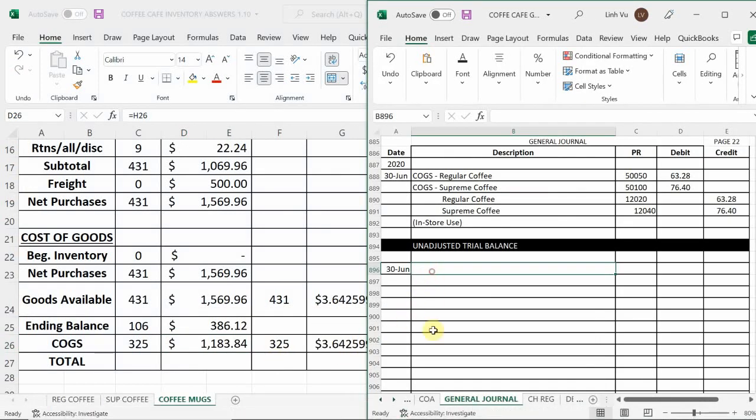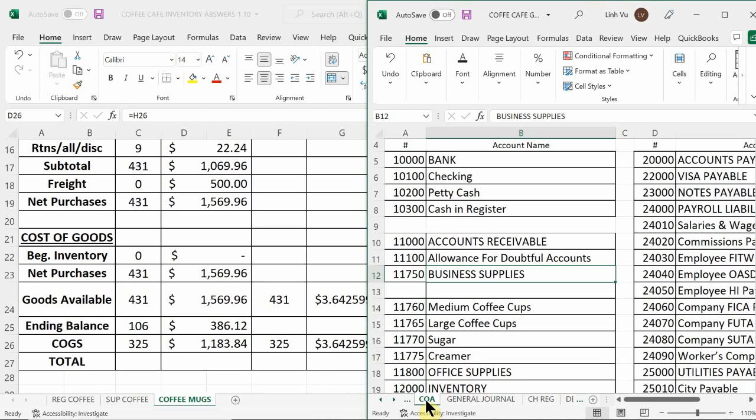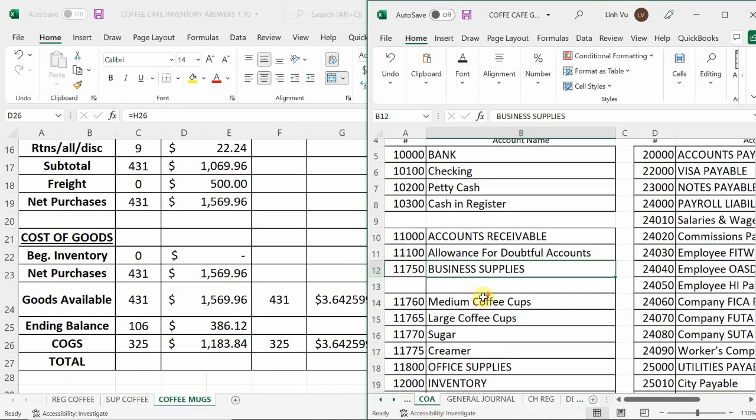How do I journalize my periodic inventory conversion? The cost of goods? Cost of goods of what? Use your chart of accounts. Cost of goods sold what?